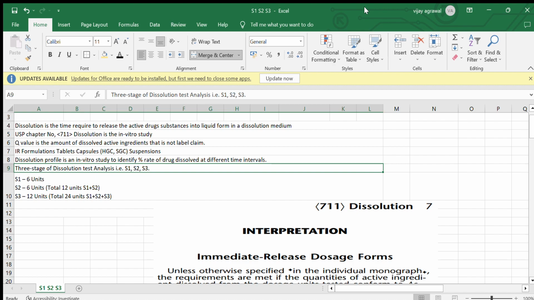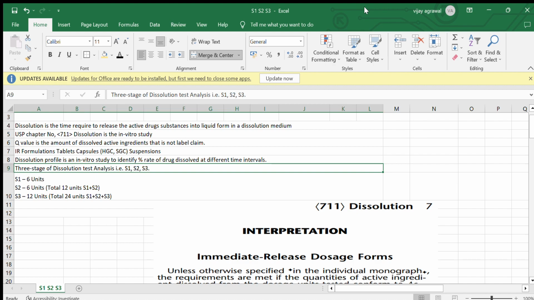If your dissolution fails at S1, go to S2, repeat dissolution with 6 units, and check the data of 12 units, that is S1 and S2, and if the formulation passes at S2, then there is no need to go to S3 stage. Otherwise, you have to go to S3 stage with testing another 12 units.